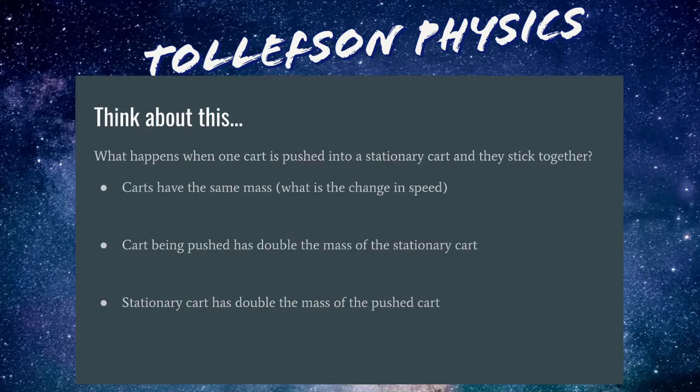All right, so we've seen our inelastic collision demonstrations. And so now let's think about what we saw and what it means. So what happens when one car is pushed into a stationary car and then they stick together? So think about it when they have the same mass. Think about it when the cart that's being pushed has double the mass of the stationary cart, and think about it when the stationary cart has double the mass of the pushed cart. Hit pause, think about it, then hit unpause to see the answers.